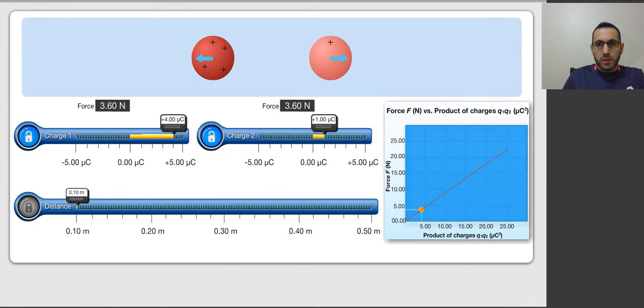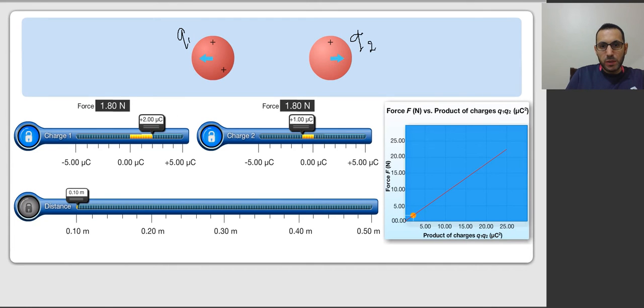I'll name this Q1 and this one Q2. Now the separation between Q1 and Q2 is 0.10 meters. And I will give this a charge of +2 and this is -1. Now the force between them is attractive. You see the arrows are pointing toward each other, but of course in opposite directions. And the force between them is 1.80 Newton.